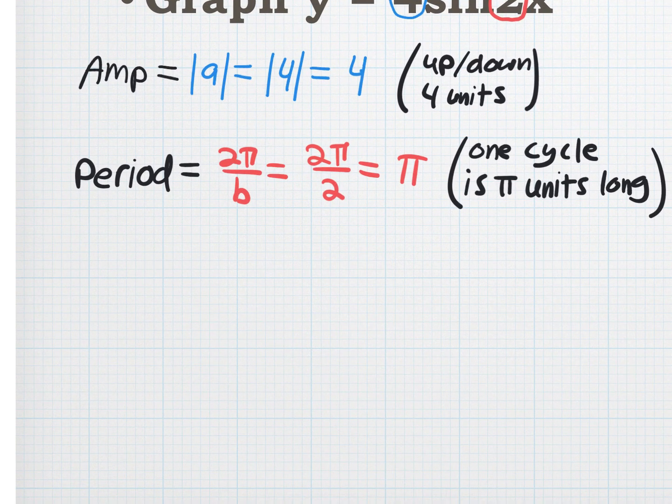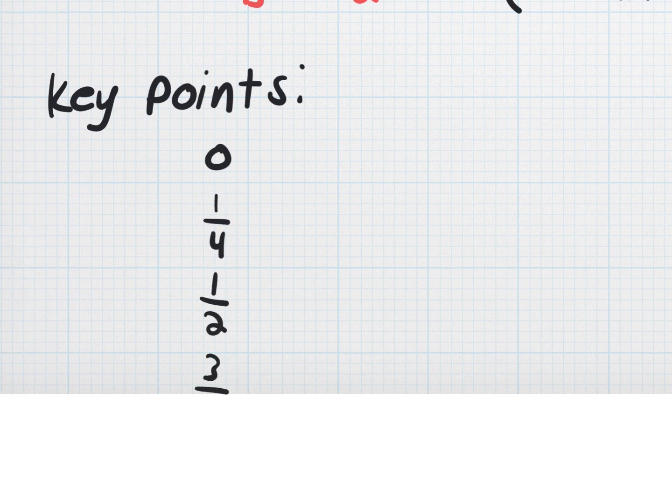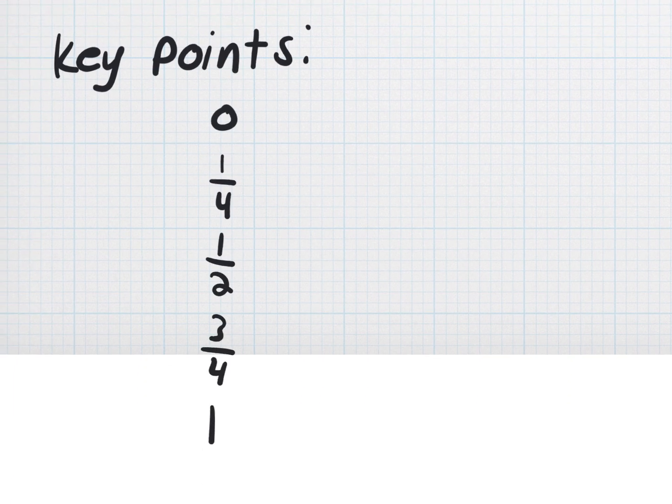All right. The next thing I want to do is find the key points, right? The next thing we want is the 5 key points. This is how I find the 5 key points. I always start at 0, and then I write down a quarter, write down a half, write down 3/4, and then write 1. You guys agree that those are 5 numbers? 0, a quarter, a half, 3/4, and 1. What we do with those numbers is multiply our period by that number. So times pi, times pi, times pi, times pi, and times pi.